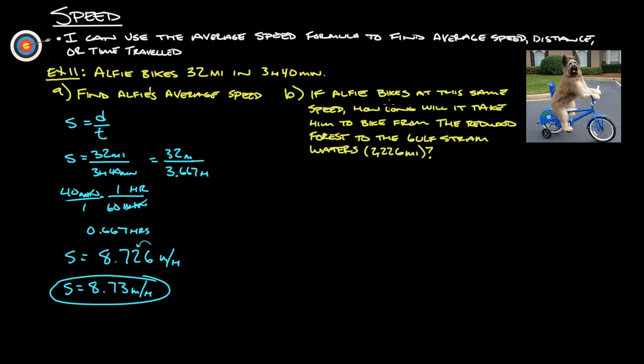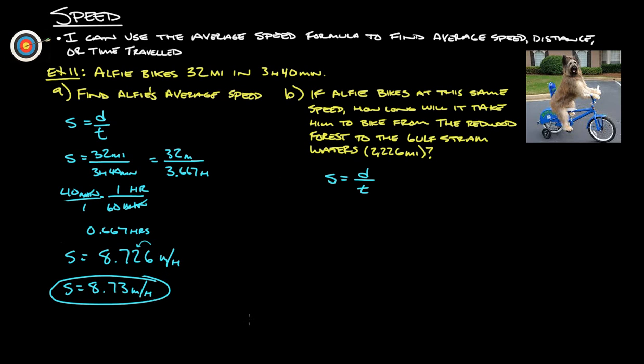Now, if Alfie bikes at the same speed, how long will it take him to bike from the Redwood Forest to the Gulf Stream waters, which is 2,226 miles? So let's just use this same formula here. Speed equals distance divided by time. So we know the speed now is 8.73 miles per hour.